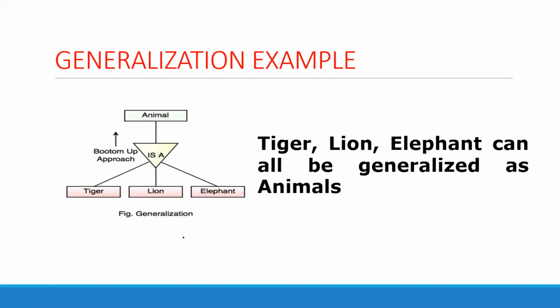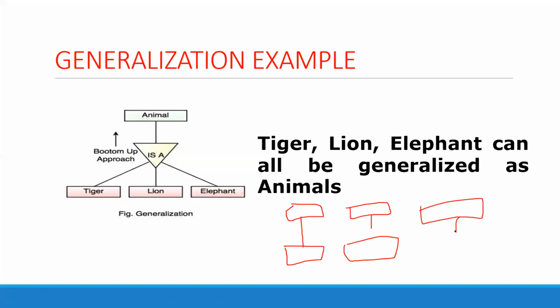So, generalization example. We want to create animal as a generalized entity, because we have three wild animals here: tiger, lion, elephant. So normally if you want to draw an ER diagram, we have to draw three ER diagrams. For tiger is one, like this. Okay, for lion is one. Like this we have to create two ER diagrams, and the third for elephant, which is a big animal and a wild animal.